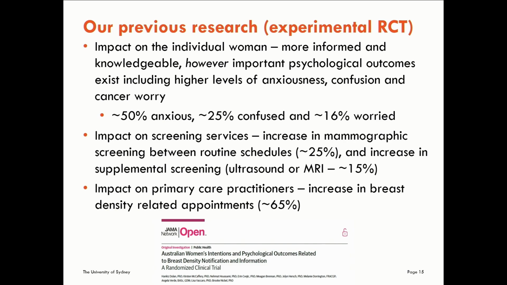And what we found through this randomized control trial was that more women were informed and knowledgeable about breast density in the groups that were notified. However, there were important psychological outcomes, including higher levels of anxiousness, confusion, and cancer worry. So as you can see there, approximately 50% of women that were notified in this study reported that they would be anxious, about 25% confused, even when given some explanation on what breast density is, and about 16% worried about the risk of cancer.